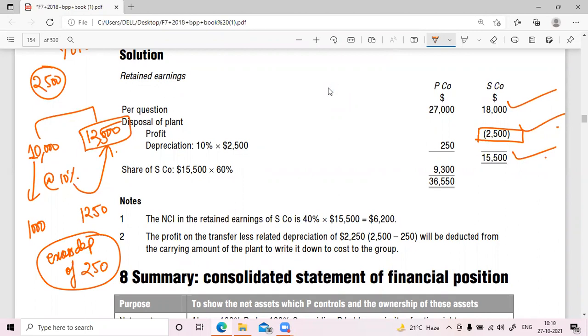And there has been a profit of 2,500 in this particular disposal, correct? Yes. So now when this consolidation is done, the profit made out of this transaction was 2,500, and the excess depreciation from this transaction was how much? 250. So what will you do with this 250?